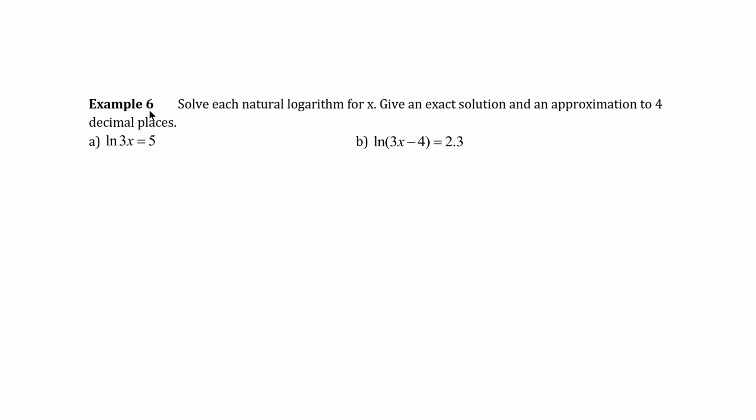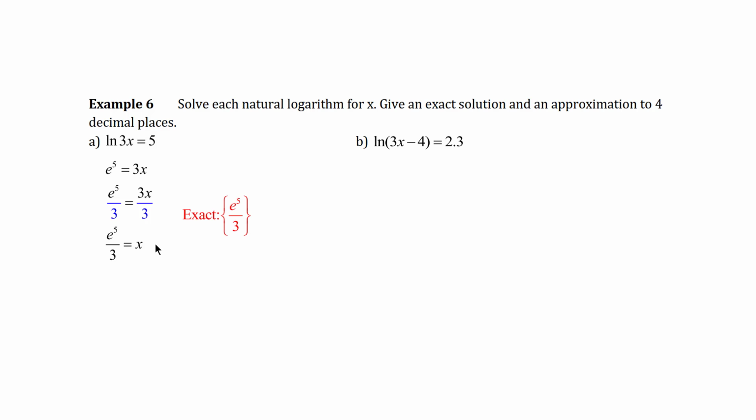Next, we have example number 6. Solve each natural logarithm for x. Give an exact solution and an approximation to 4 decimal places. For part A, we have natural log of 3x equals 5. The first step is rewriting this as an exponential equation with a base of e. We get e to the 5th power equals 3x. From here we solve for x by dividing both sides by 3. We get e to the 5th power divided by 3 equals 3x divided by 3. After simplifying, we get e to the 5th power divided by 3 equals x.